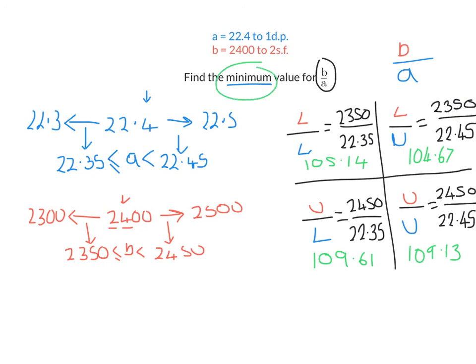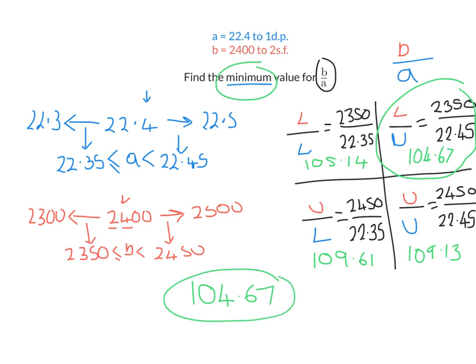So my answer is the smallest number that's there, which is this one here. My answer is 104.67. Now this is not what some of you would have got, because some of you would have just assumed that because it's the minimum, I'm going to do the lowest divided by the lowest. Well, that would be this answer here, which doesn't give you the smallest. So I've actually done the lowest divided by the biggest.